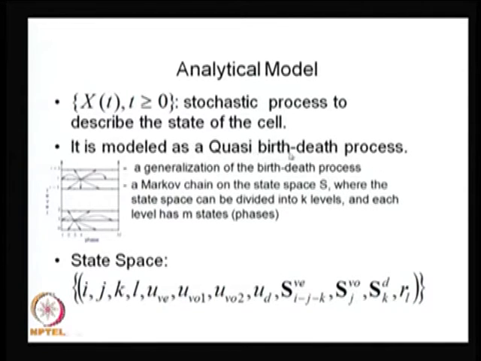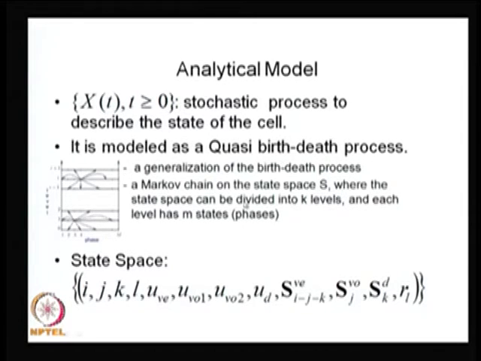So, what is the meaning of quasi birth death process? This is a generalization of birth death process. Here, the Markov chain with the state space S, and the state space can be divided into k levels, and each level has capital M states or M phases. It is a generalization of birth death process, meaning suppose the system is in some ith level and some state, then it can go to the (i minus 1)th level with different states, or the (i plus 1)th level in different states, and so on.